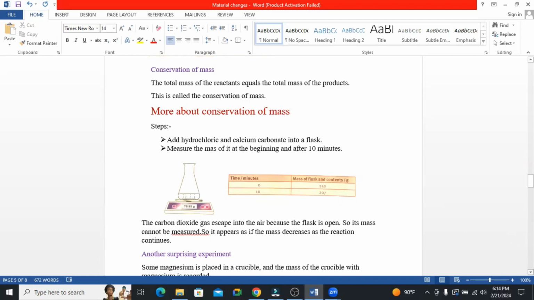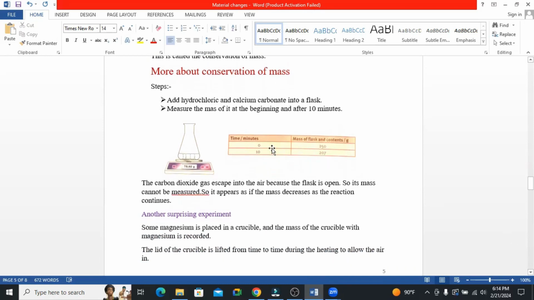To do this experiment, these are the steps. Add hydrochloric acid and calcium carbonate into a flask like this. Measure the mass of it at the beginning and after 10 minutes. These are the masses that you can record. At the beginning, the mass is 250. After 10 minutes, the mass is 207. According to the conservation of mass, these two masses should be equal, but here the second mass has decreased.